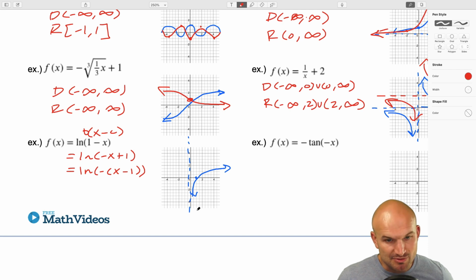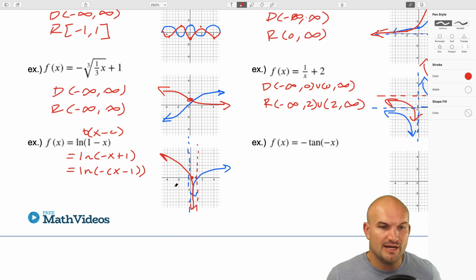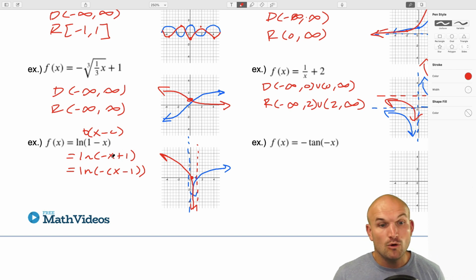So my new asymptote is now going to be at x equals 1, and I'm going to have a new x-intercept at (0, 0). Okay, so when we're looking at this, again, look at your operations. If you think about your order of operations, if this was an x, what would you do? When you plug in a number, you're going to multiply by negative first, and then you're going to add 1.